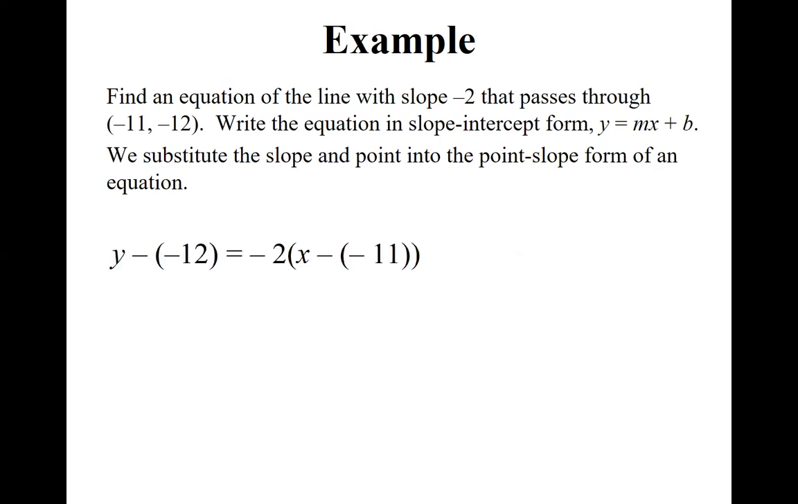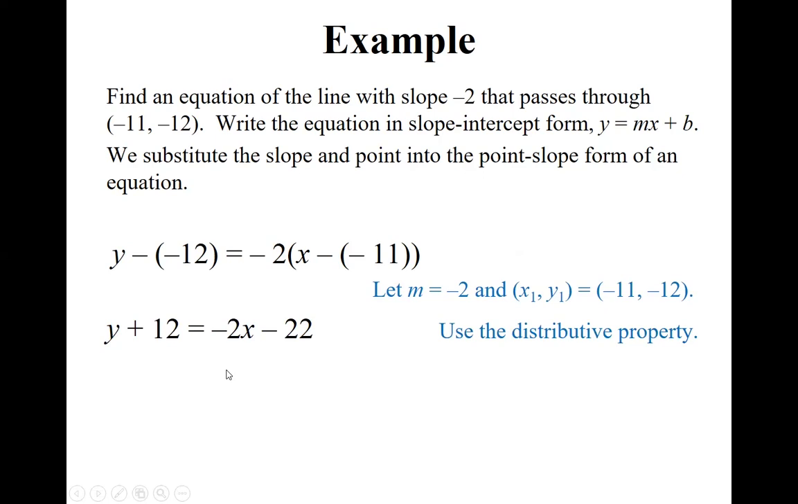So y minus y1, y minus -12, equals m, -2, times the quantity x minus x1, x minus -11. Simplify, our minus and negative becomes plus, our minus and negative becomes plus. We get y plus 12 equals negative 2 times the quantity x plus 11, and then negative 2 distributed through gives us negative 2x minus 22. Negative 2 times positive 11 is negative 22.